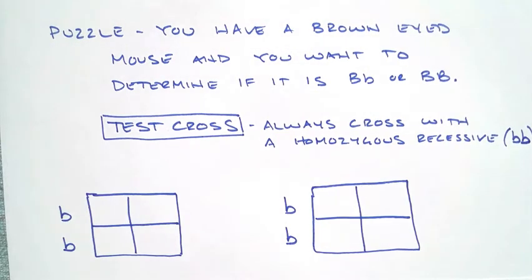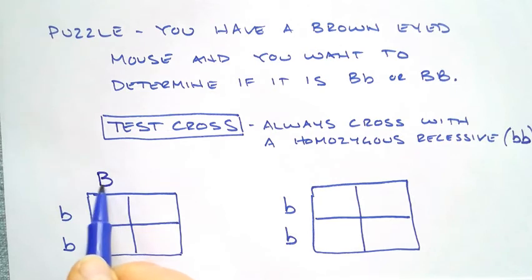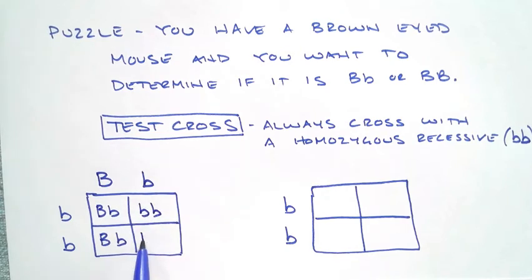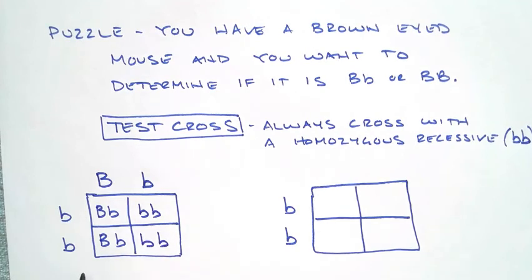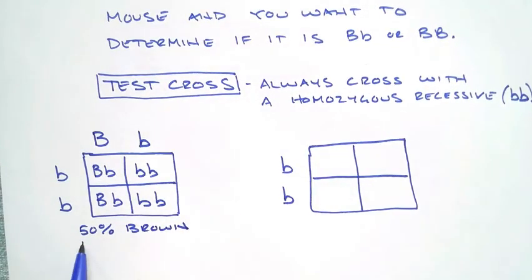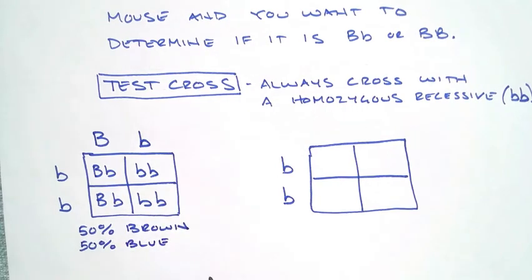So here's our scenario. I've set up our test cross subject here. And so if it was heterozygous, big B, little b, we're going to see that, and I'm doing it this one down, this one across, this one down, this one across, this one down, this one across. So in this scenario, half of them, or 50%, have brown eyes, and 50% have blue eyes. Okay, so that gives us that ratio.